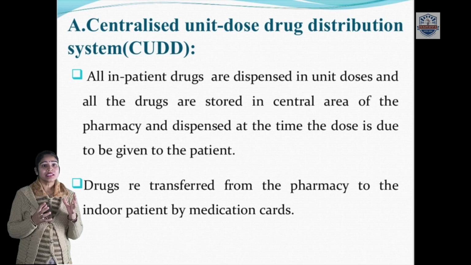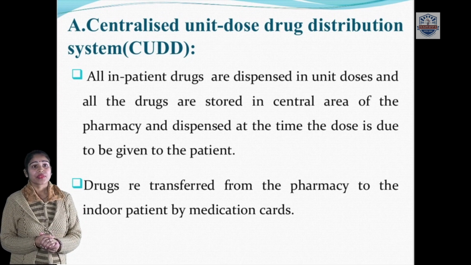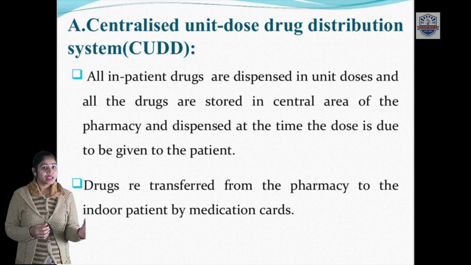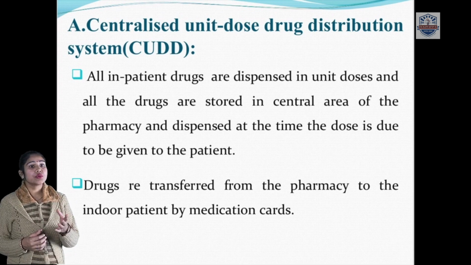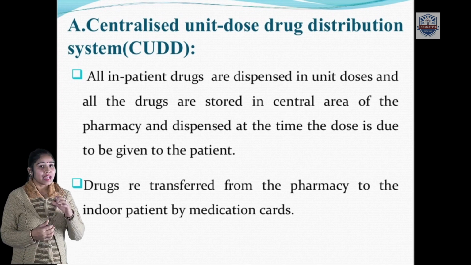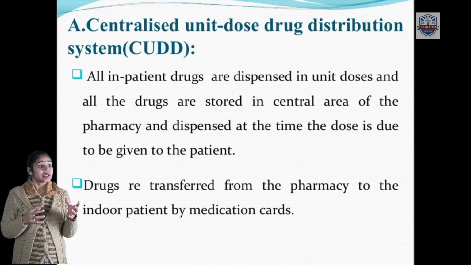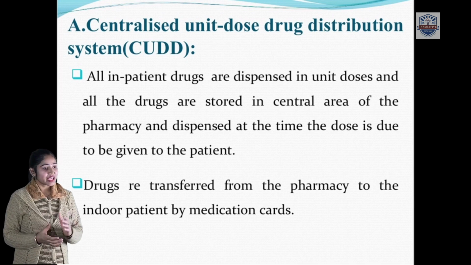So first, the centralized unit dose drug distribution system we will discuss in this slide. All inpatient drugs are dispensed in unit doses and all the drugs are stored in a central area of the pharmacy and dispensed at the time the dose is due to be given to the patient. Centralized means the medication is given directly from the pharmacy. Drugs are transferred from the pharmacy to the indoor patient by medication cards.